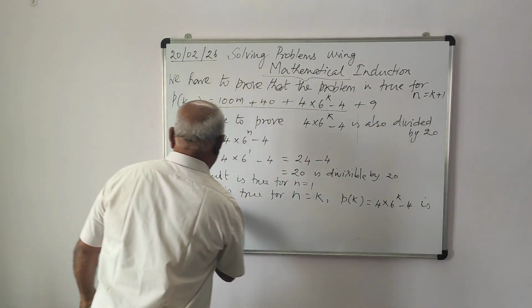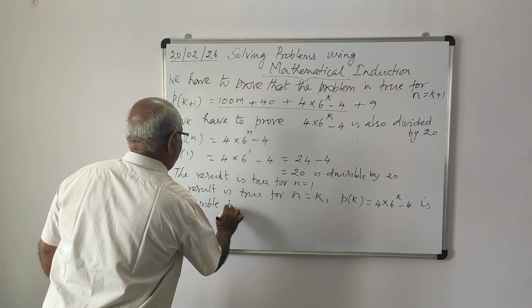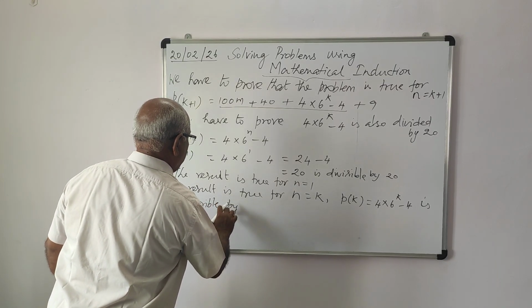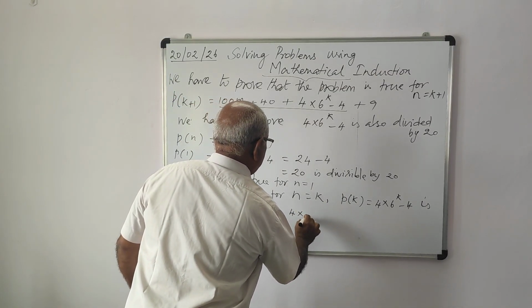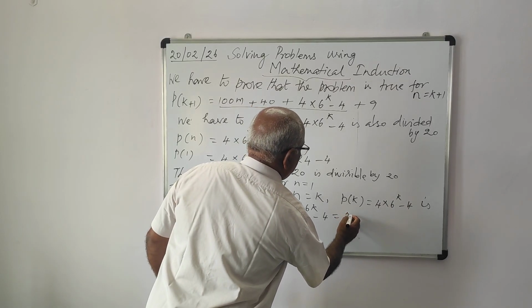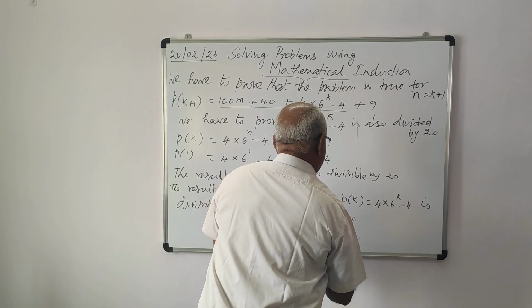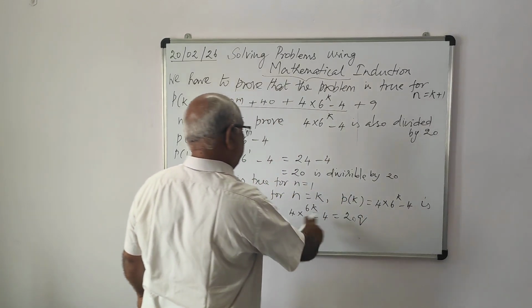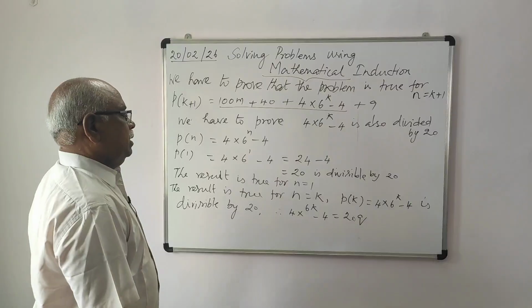Divisible by 20. Therefore 4 into 6 power k minus 4 equal to 20 times of some q. This is a scalar thing. 20 times of some q because divisible by 20. 20 into some scalar q. Q is any number, natural number. This is 20q.